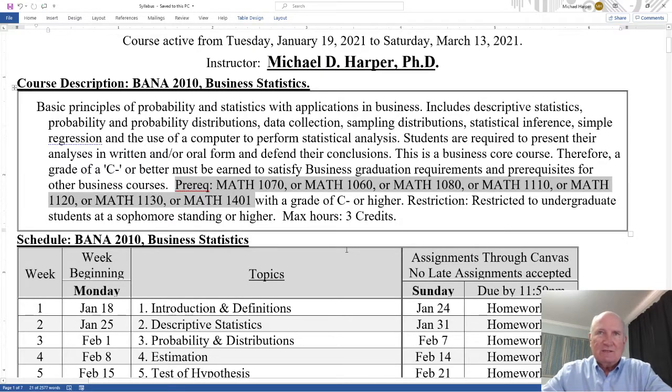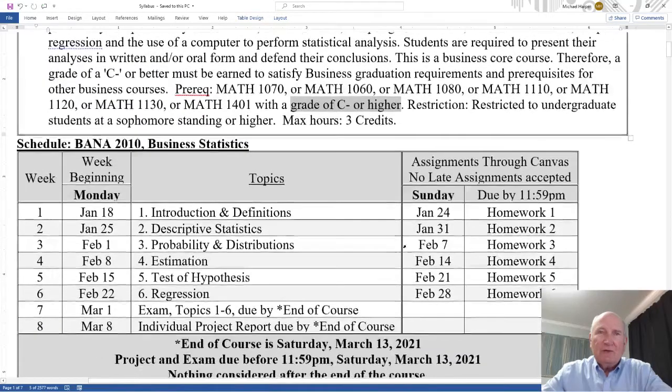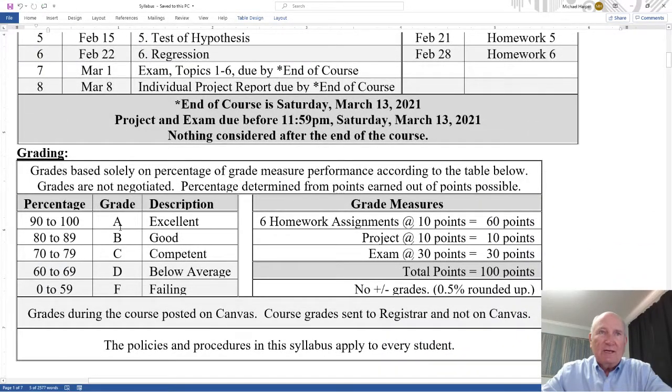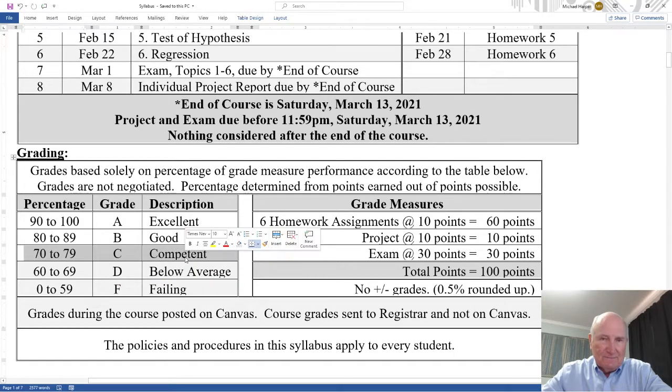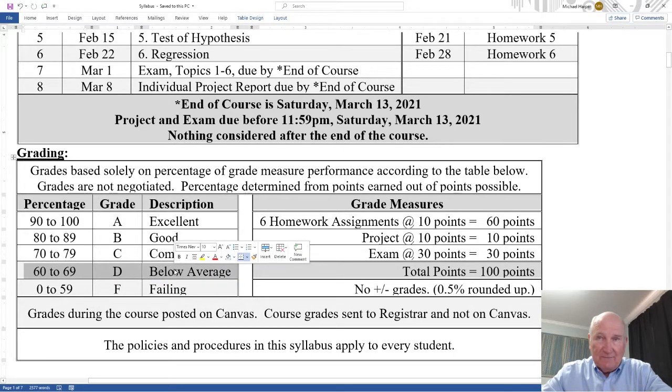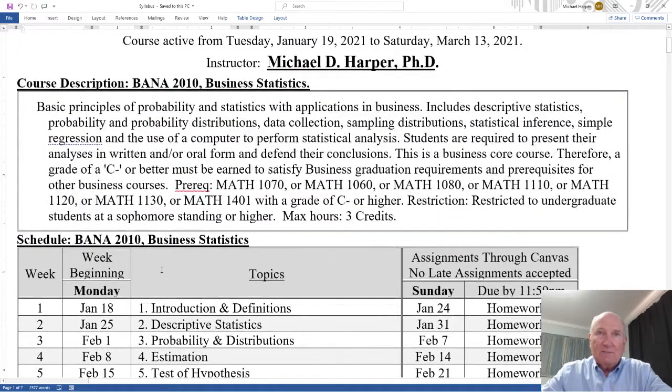I'll be teaching statistics. The other thing is the grade of C- or higher. If you notice down here at the bottom, I don't give pluses and minuses. If you get a C, you get a C. If you get a D, you get a D. And so I don't give pluses and minuses.